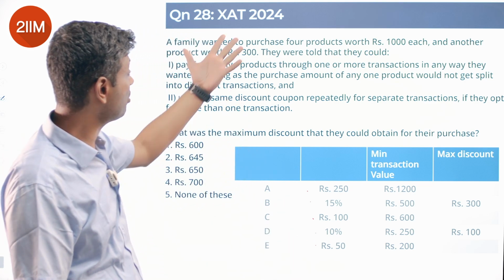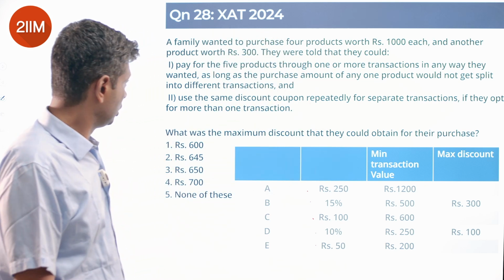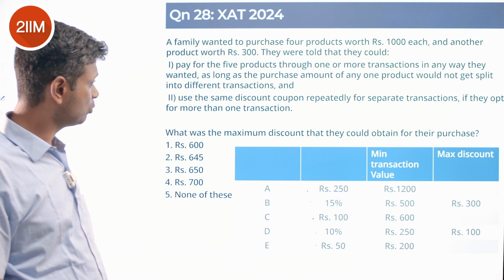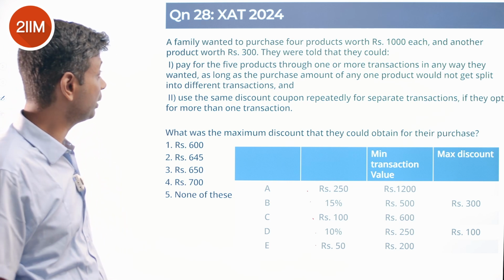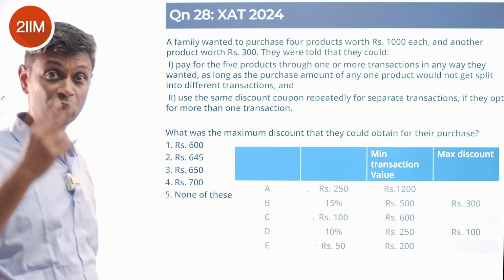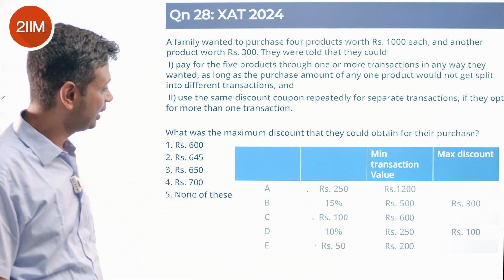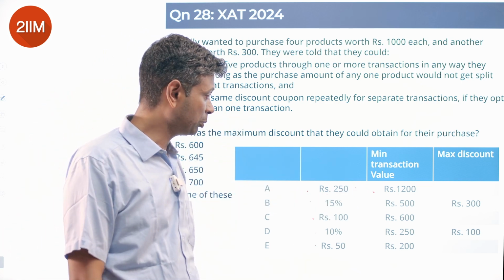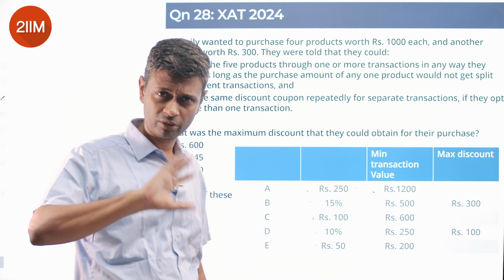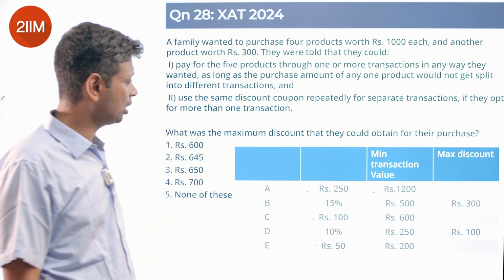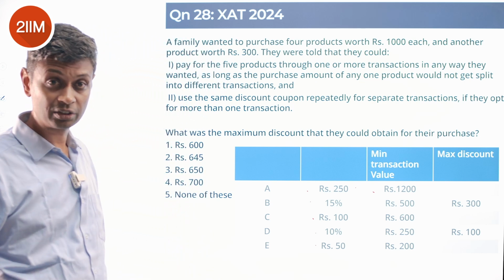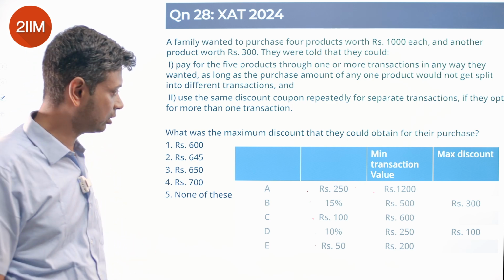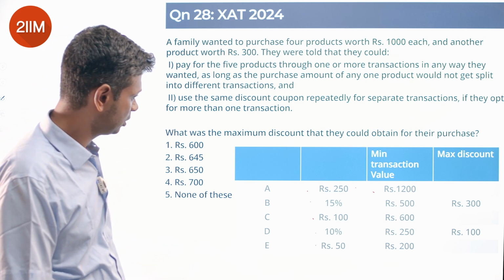And so you can get a maximum of 5 coupons here. Use the same discount coupon repeatedly for separate transactions if they opt for more than one transaction. That is fine. So you can club, you can say I'm buying a 2000 rupee product and get this coupon and get that discount. Nice, all done. 2000 rupee product, you'll get 300 bucks off. Nice, good deal. But whether you want to do that, that's left to you. But you can have only one transaction and get a good deal with that.